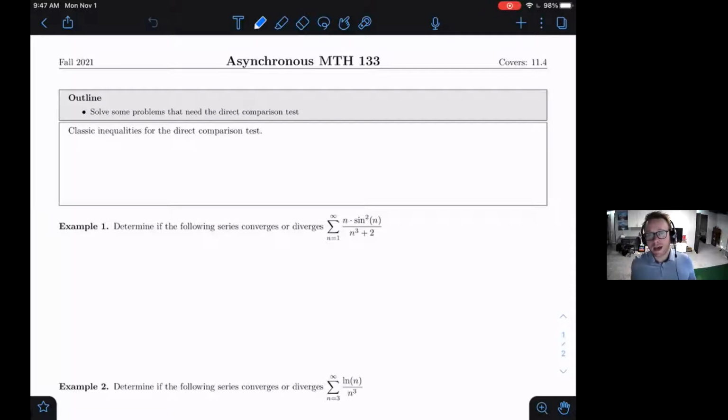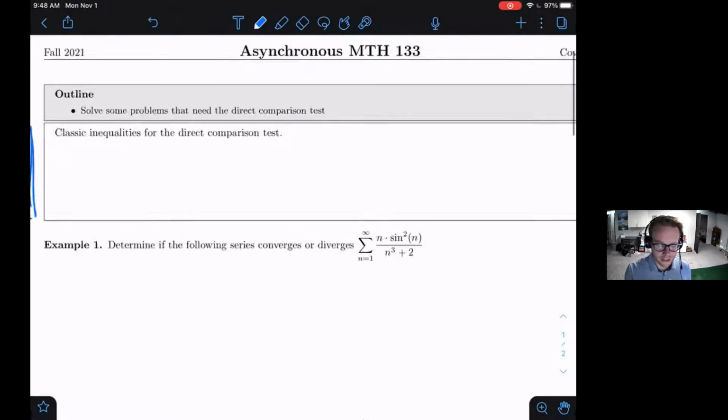However, some of the times you can't use the limit comparison test. It just doesn't work. And so you need to use something like the direct comparison test. And so that's what I wanted to talk about in this video right here. When do you have to use this direct comparison test? Maybe some classic inequalities to be thinking about when you're trying to apply the direct comparison test. So that's where I would like to start here. Some classic inequalities that are very useful for the direct comparison test.